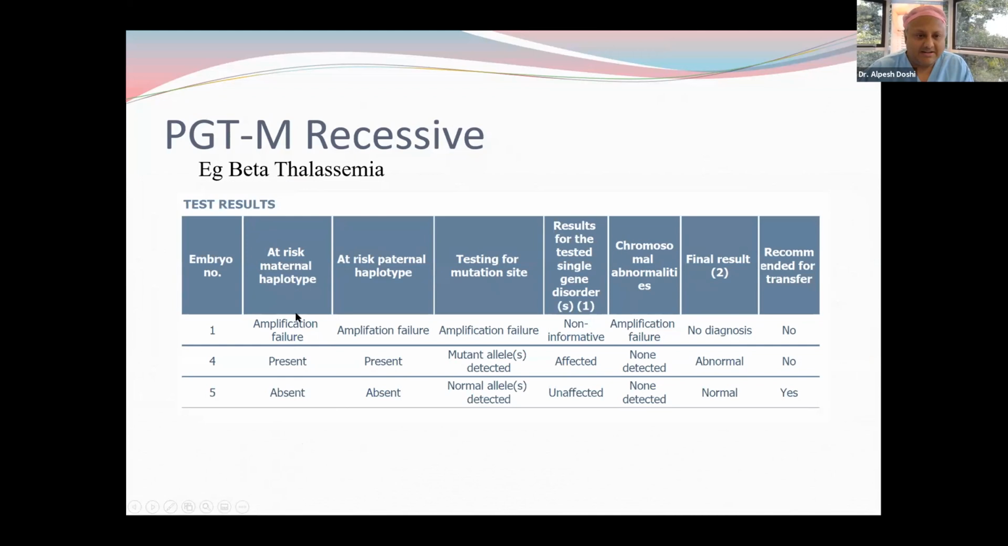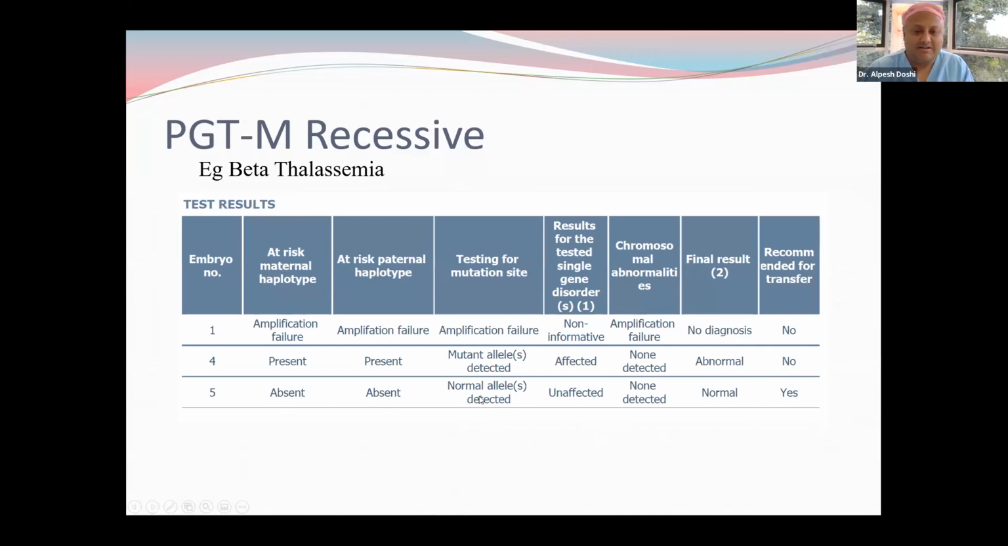You can see that there is a maternal haplotype, paternal haplotype, and in two of these embryos, we could not transfer. One, because there was amplification failure in the embryo, so we would potentially have to rebiopsy that embryo. In embryo number 4, both the paternal and maternal haplotype were present, so it was an abnormal and affected embryo. Embryo number 5, again, is totally clear.